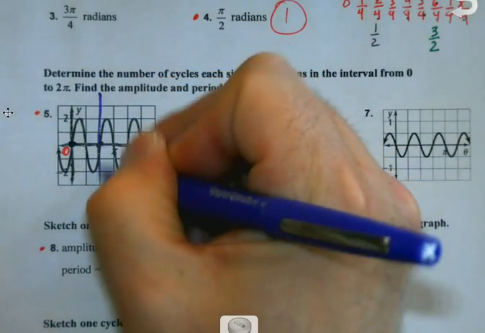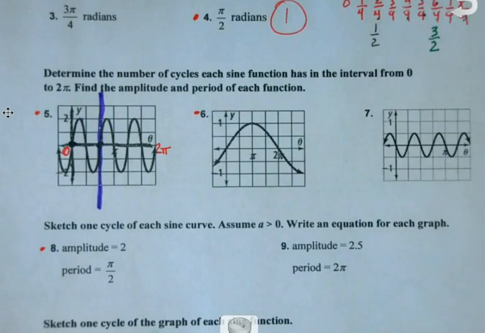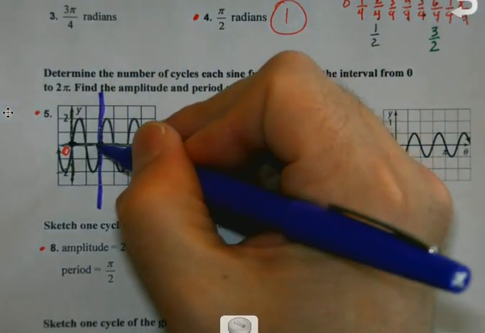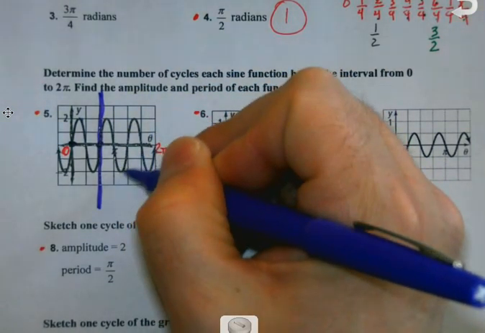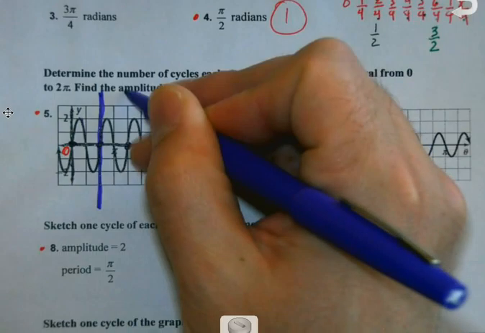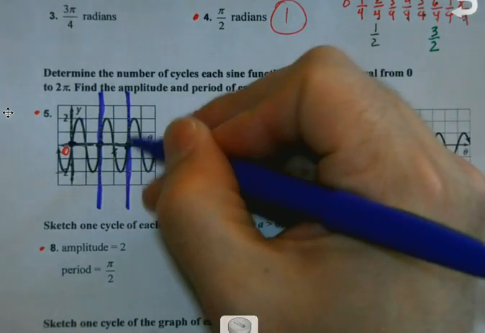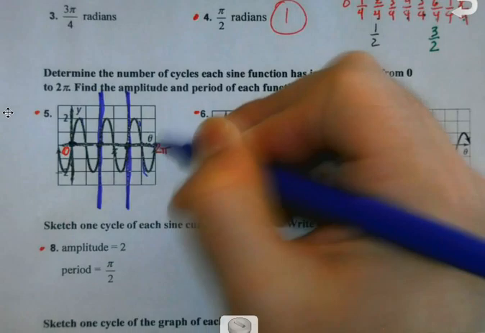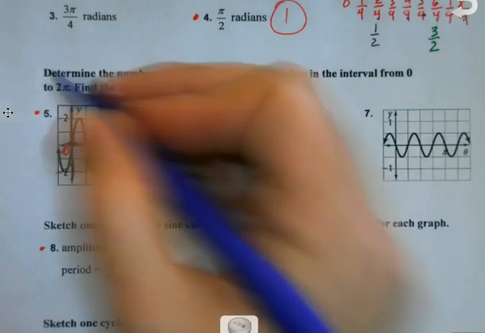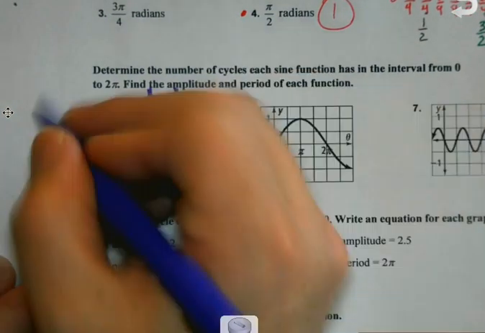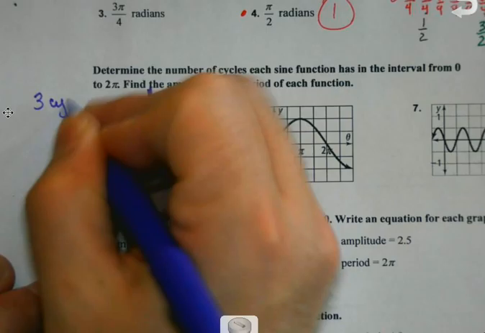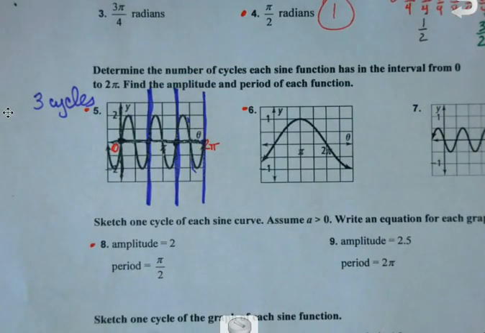So there's 1 cycle. Up and down and back to 0. 2 cycles. Up and down and back to 0. So to me, it looks like we're looking at 3 cycles, okay, within that function, or 3 periods.